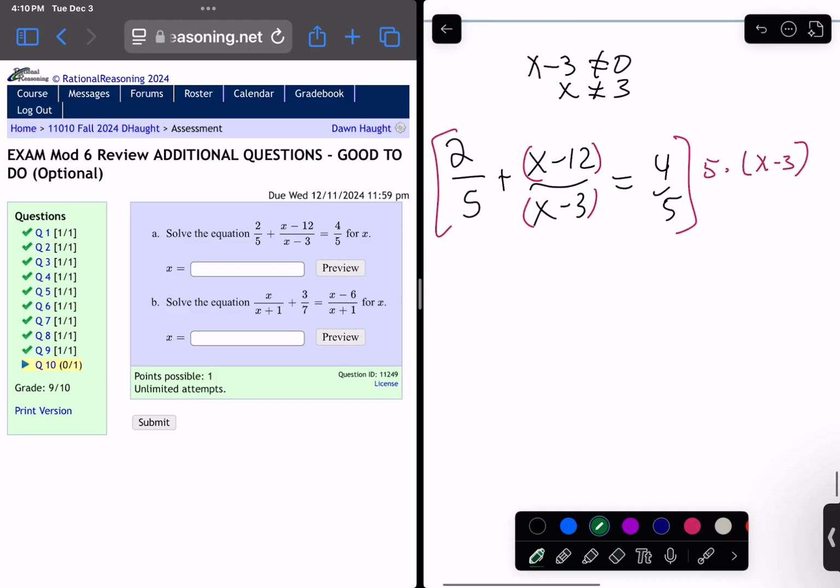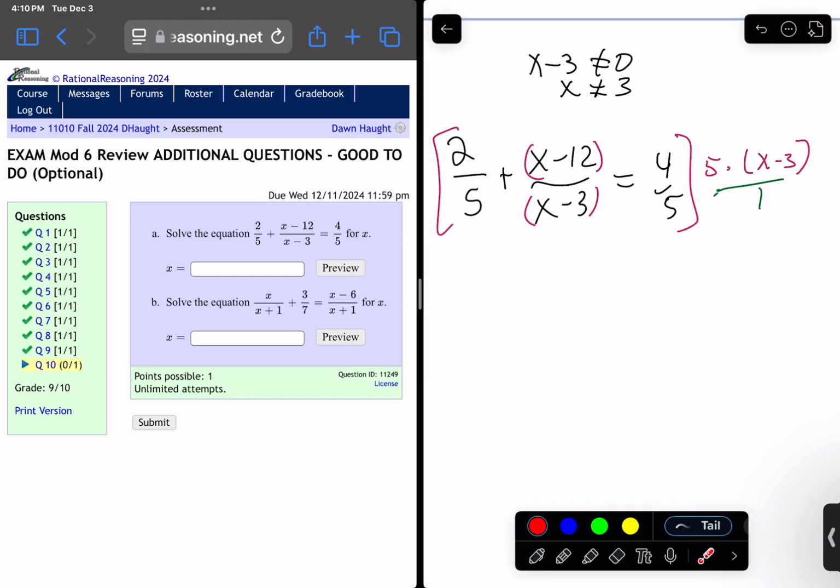Now remember, this is technically over 1. So the bottoms are just multiplied by 1. Okay, so the 1 is the only thing, so nothing changes. But this 5 times x minus 3 is what we're going to multiply each of the tops by. Now, if I multiply this first fraction by this, what you'll find is the 5's cancel out, but we would be left with a 2 and an x minus 3.